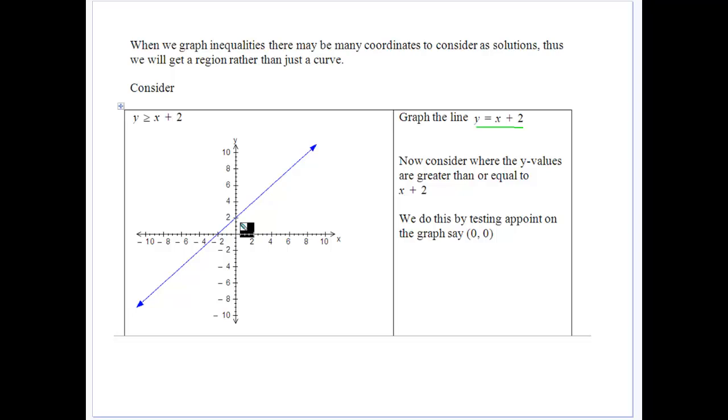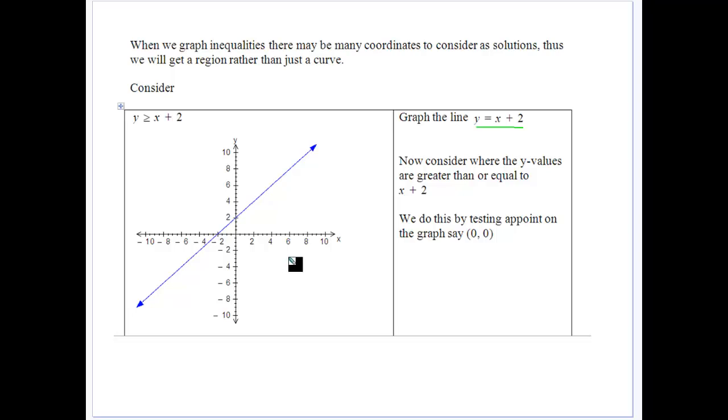Now, what we want to do is see whether y is greater than x plus 2 when we consider all the coordinates that could take on values here. Really, this region is either on one side or the other of the line. That will happen with all the types of graphs. So whether it's on this side or this side, we've got to work out which one it's going to be on. So what we do is we test a point.